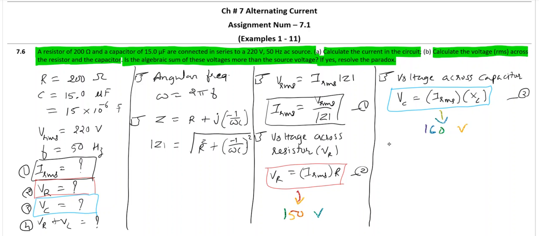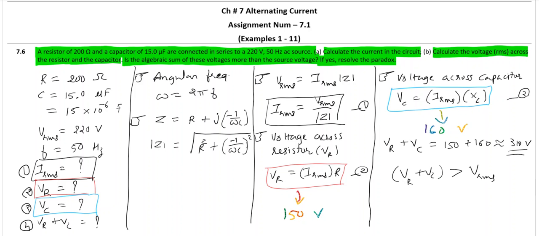So if I sum up these two, VR plus VC, according to these values, 150 plus 160 will be around 310 volt, which is more than the supplied voltage. So VR plus VC is greater than VRMS.